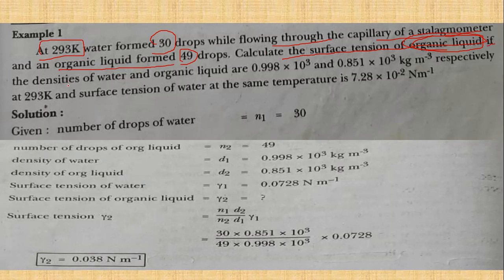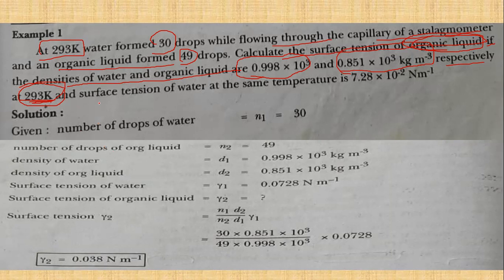If the densities of water and organic liquid, density D1 is how much? 0.998 into 10 raised to 3 kg per meter cube, and density of organic liquid is 0.851 into 10 raised to 3 kg per meter cube respectively. Okay, at 293 Kelvin. Because we are doing this experiment at 20 degrees Celsius, we have to consider the values at that temperature: what is the density of water at 20 degrees Celsius, and what is the density of the second liquid.